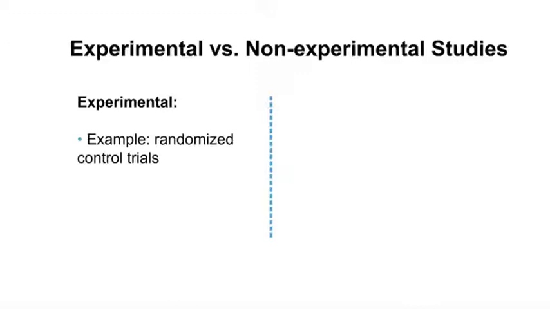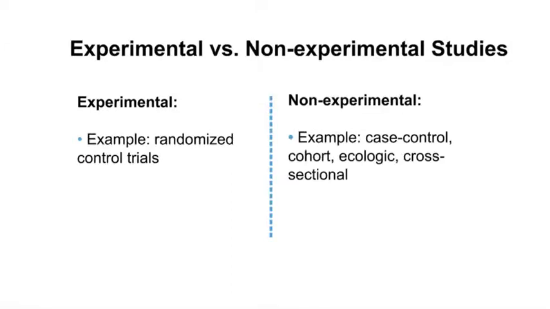Examples of experimental study types include randomized controlled trials. We will be discussing this in greater detail in this video. Examples of some non-experimental or observational study designs are case control, cohort, ecologic, and cross-sectional studies. You will learn more about these designs in other segments in this MOOC.